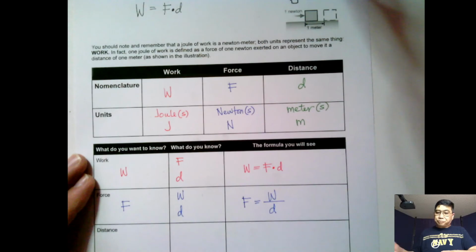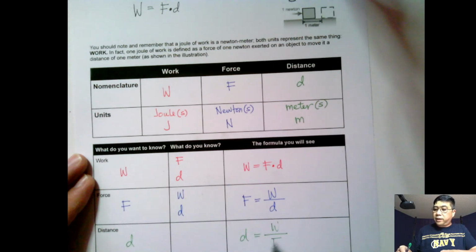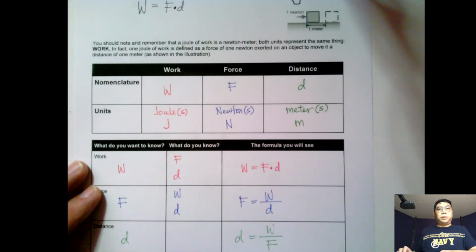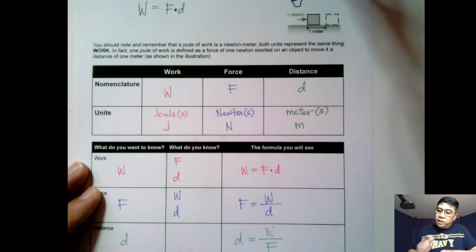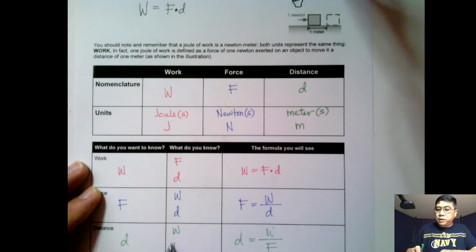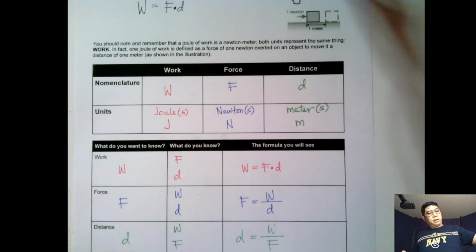Last but not least is how to solve for distance. Distance can be solved by dividing our work by the amount of force applied on the object. This is how it's manipulated from the original equation of W equals F times D. Now what we have on the right side is work and force. So in solving word problems related to work, where we want to solve for force, distance, or work, this is how the equation should be manipulated.